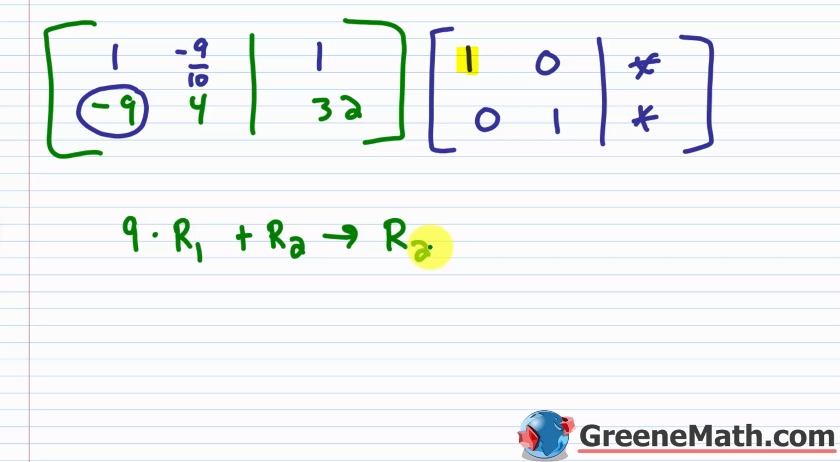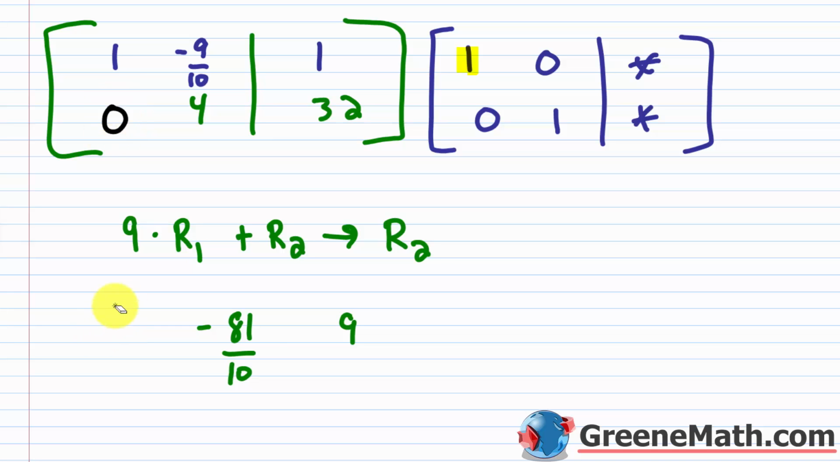So let's do this down here so we can keep track of what's going on. So 9 times 1 is 9. And then -9/10 times 9 would be -81/10. And then 9 times 1 would be 9. Okay, so I'm going to add these to these corresponding entries. So 9 plus -9, we know that's 0. So this is 0.